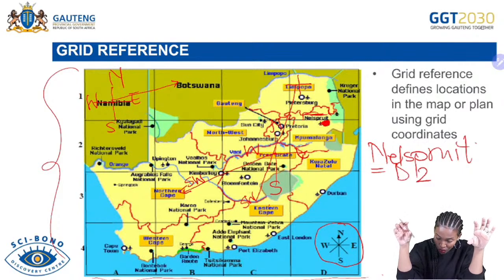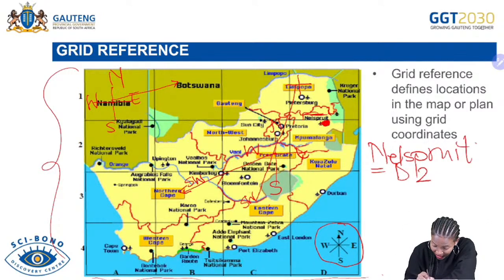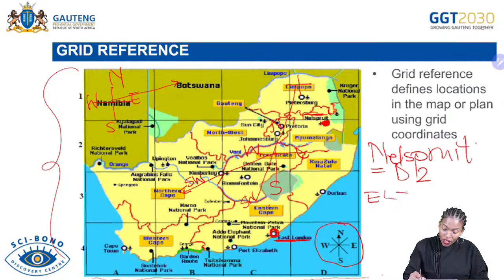And then I also want the grid reference for East London. Where is East London? Here is East London. Some of you are confused, but here it falls into 2 blocks. So which one do we choose? You don't panic. You know that we are not interested in this, but we are interested in this, the position. Meaning that the grid reference for East London now is C4.